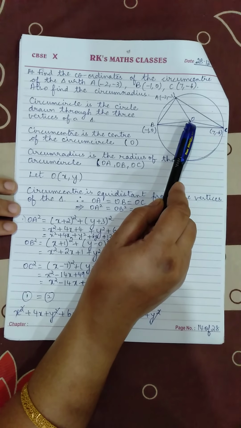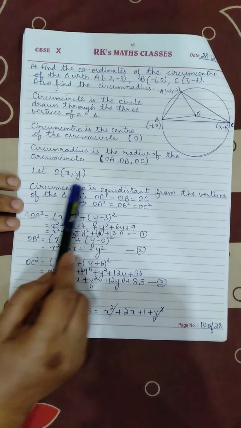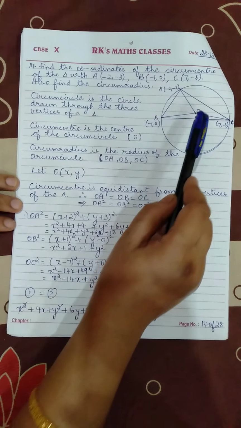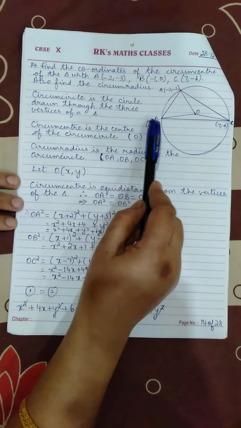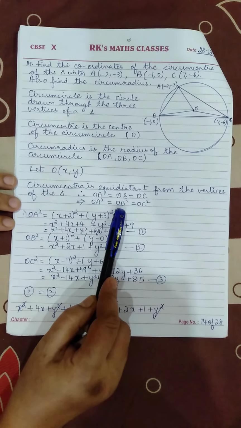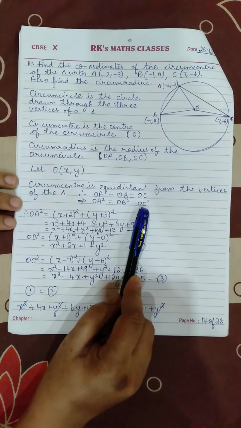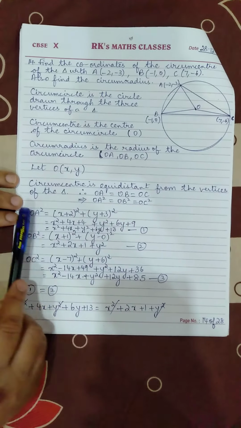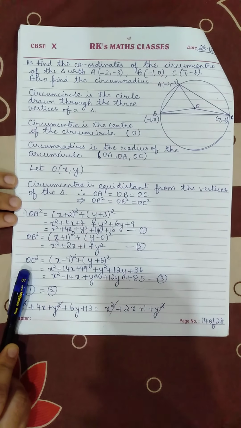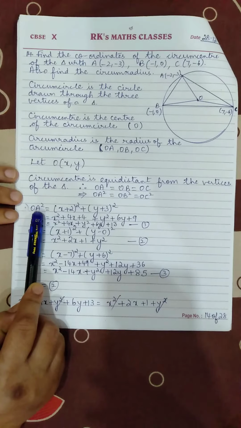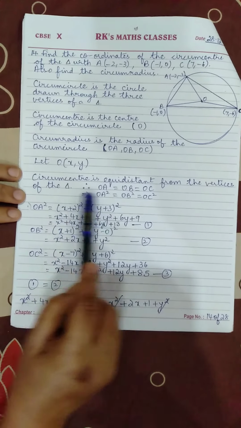So let's assume the coordinates of the circumcenter to be (x, y). Now we know that OA equals OB equals OC, which means OA square equals OB square equals OC square. So now let's find OA square, OB square and OC square. Now how do we find OA square? Using the distance formula, just that we will not have the square root symbol.